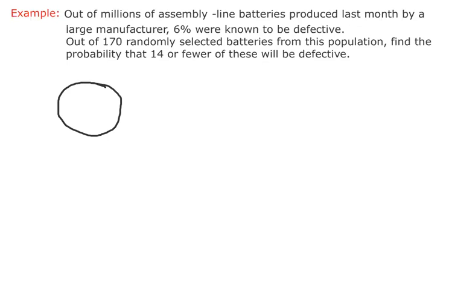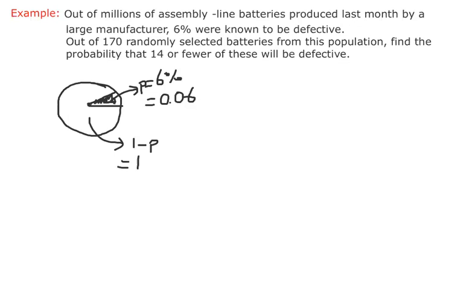So if you want to visualize, again, let's look at our population and the percentage. We know that we have 6% known to be defective, something like this small percentage over here. P is equal to 6%. How can we write this in terms of decimal? 0.06. If that is 0.06, what is left, non-defective, is 1 minus P, which is equal to 1 minus 0.06, which is 0.94.